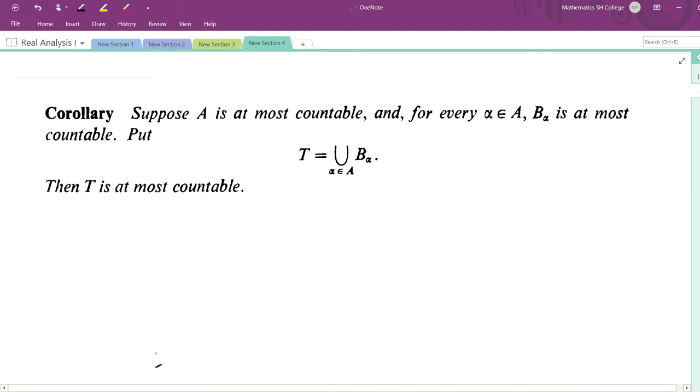Okay. So if this corollary is asked, again you can write theorem 2.12 and its proof, and we can see that it follows directly from the theorem. Try to write the proof in your notebook.